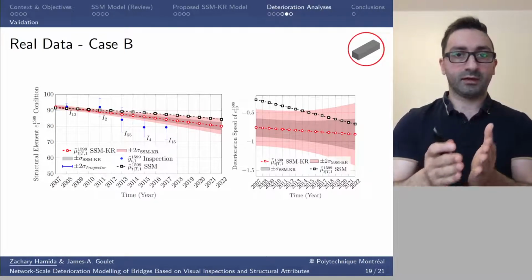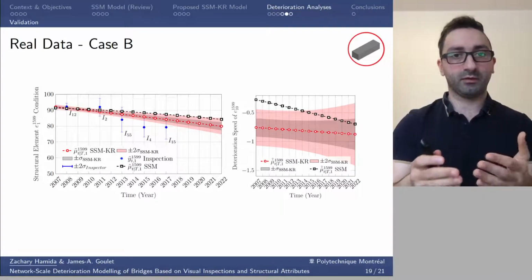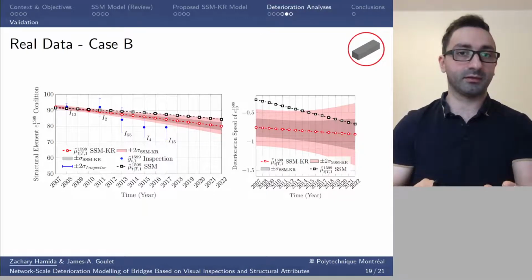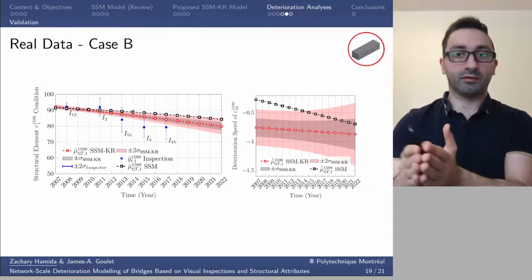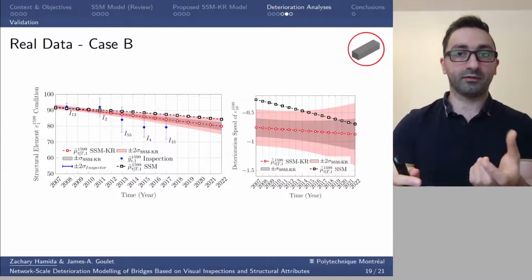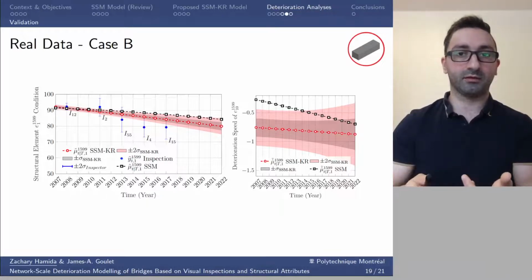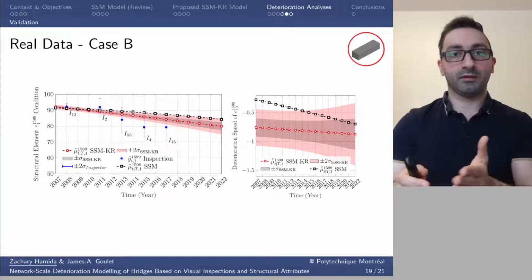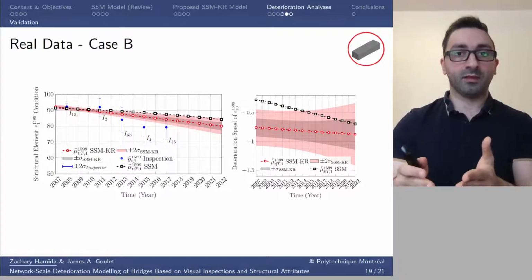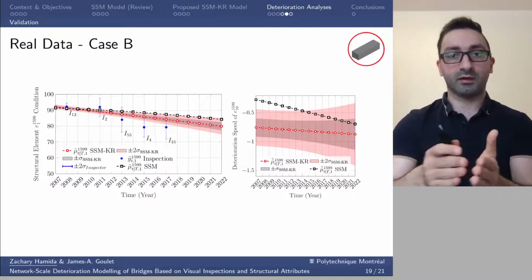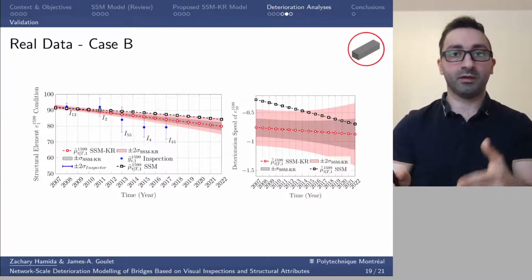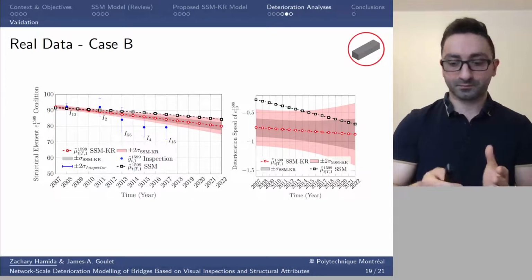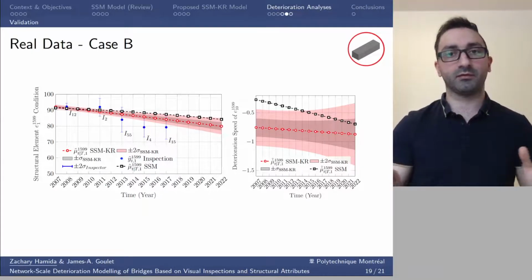also, if we look at the condition, the SSM-KR shows a better adaptation to the observation data. And if we look at the graph for the speed, it shows a more realistic estimate for the deterioration speed, starting from an initial estimate that is more consistent throughout the time series compared to the SSM model. So these are really individual cases.